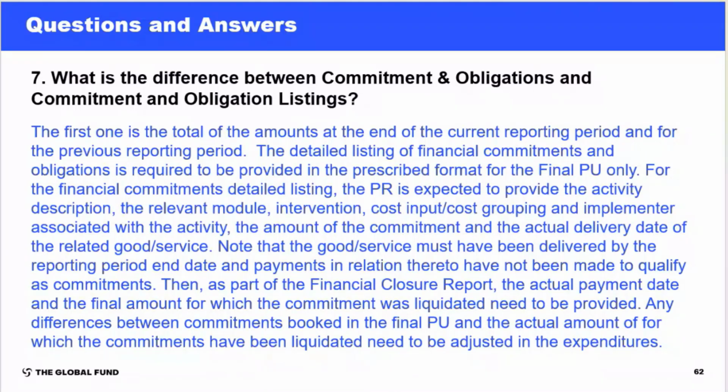You have to select the relevant modules and interventions, cost inputs, and include the expected dates and the actual dates of delivery, etc. Basically just a repetition: goods and services must have been delivered by the end of the reporting date, or if it's an FCR, by the end of the IP. This is when we talk about commitments. Other than that, they will be obligations, unless there is an exception approved. We'll explain that onwards.